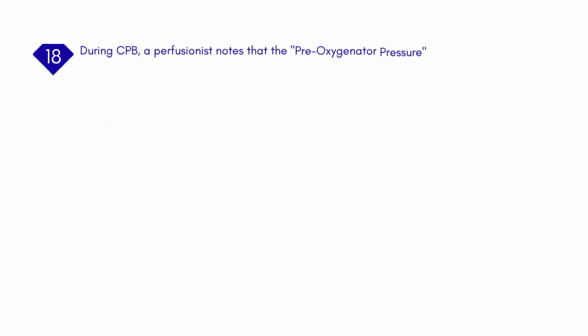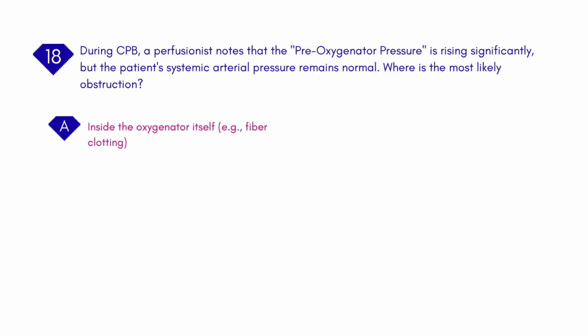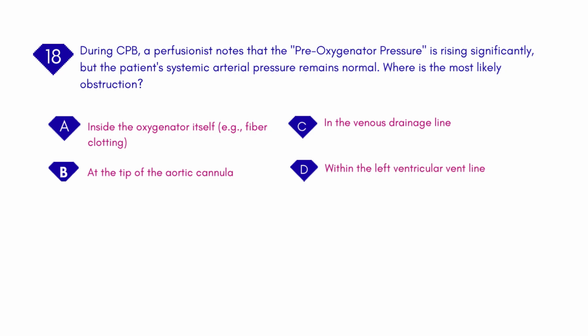During CPB, a perfusionist notes that the pre-oxygenator pressure is rising significantly, but the patient's systemic arterial pressure remains normal. Where is the most likely obstruction? A. Inside the oxygenator itself, e.g., fiber clotting. B. At the tip of the aortic cannula. C. In the venous drainage line. D. Within the left ventricular vent line. Answer: A. Inside the oxygenator itself, e.g., fiber clotting.